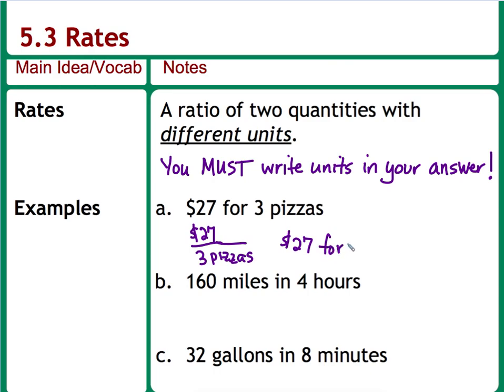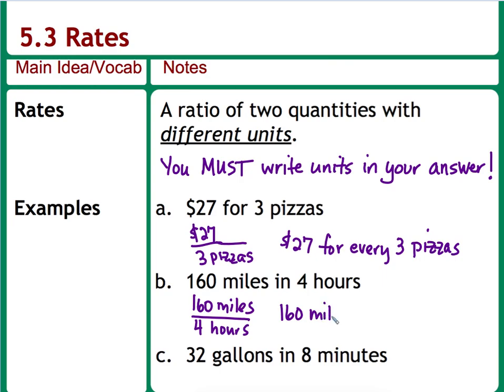$27 for every 3 pizzas. Next, 160 miles in 4 hours. We could write in fraction form 160 miles for every 4 hours. Or we can write it in a phrase, 160 miles for every 4 hours.